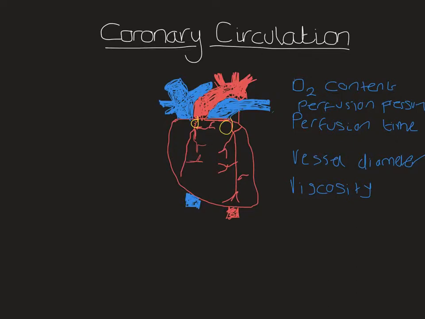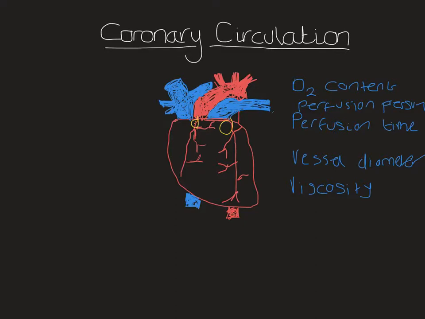Coronary blood flow predominantly occurs during diastole. The perfusion time is important. As heart rate increases, the time in diastole reduces, therefore perfusion time also reduces. The patency of the coronary vessel is also important. If there's evidence of thromboembolism or plaques, this would reduce the diameter of the coronary vessels, which means that less blood can flow through.